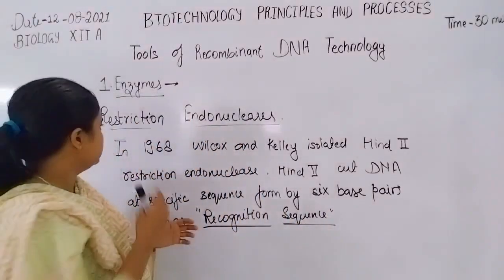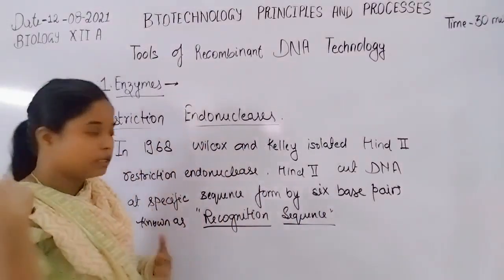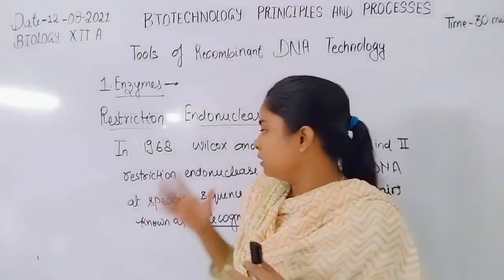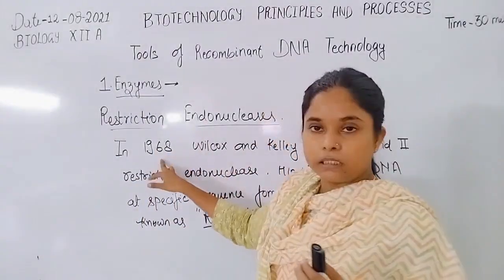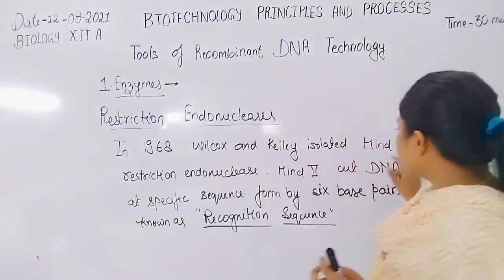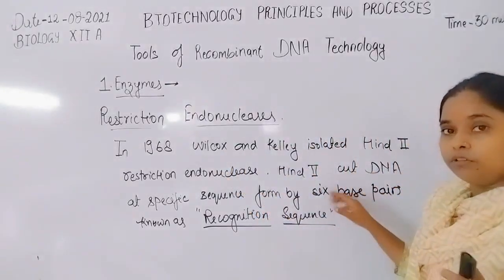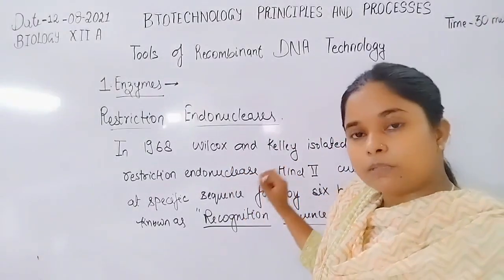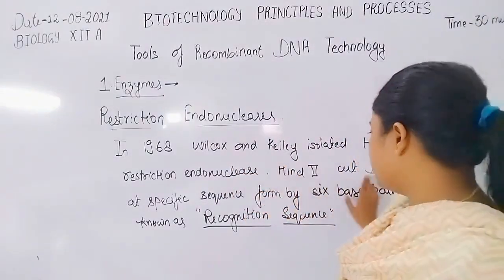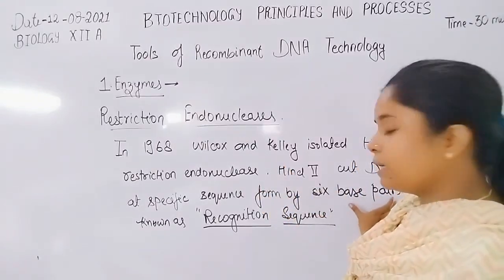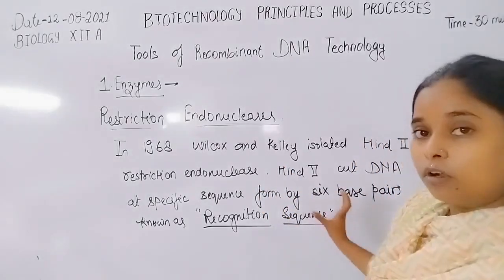So overall, this is about the restriction endonuclease. The first restriction endonuclease was isolated in 1968 by Wilcox and Kelly, and this is Hind second restriction endonuclease. It cuts the DNA molecule at a specific sequence which is formed by 6 base pairs only, and that sequence is known as the recognition sequence.